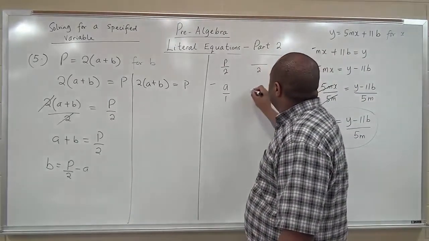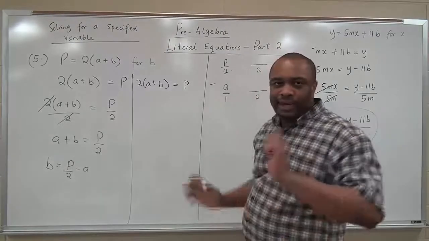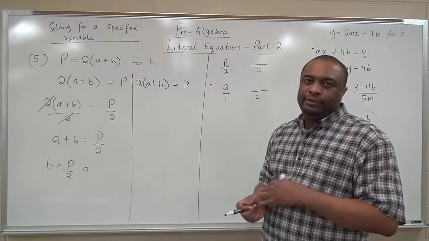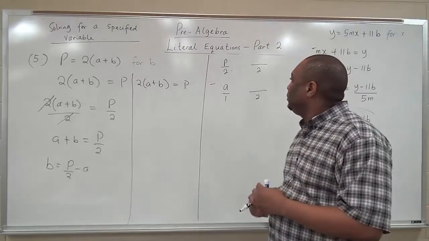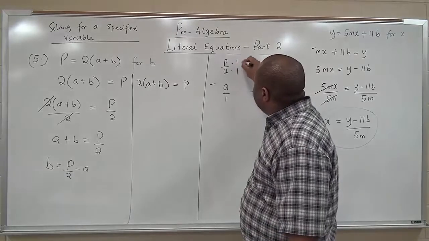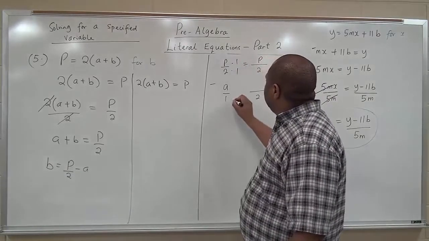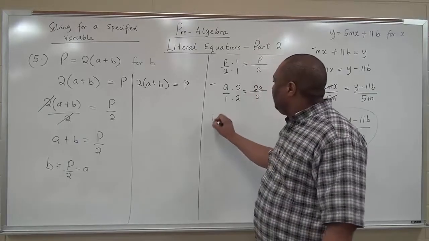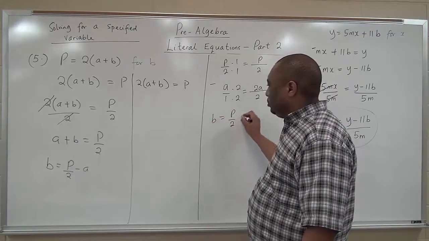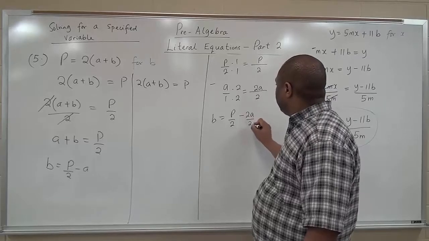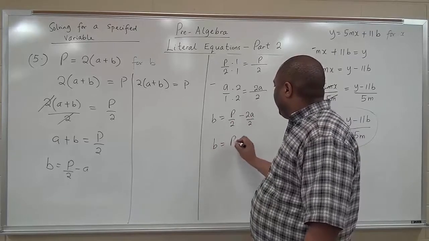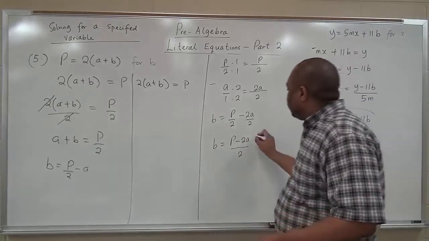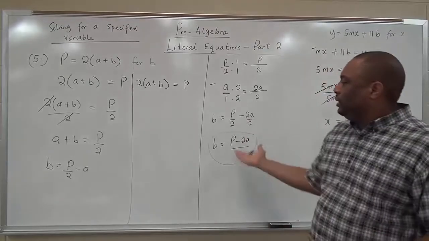LCD is 2. And that reminds me, please view the videos on fractions. It's important. View the video playlist on fractions also. So this is times 1, times 1. This is p over 2. This is times 2, times 2. This is 2a over 2. So you now have that b will be p over 2 minus 2a over 2. And then b will be p minus 2a all over 2. And this becomes your answer here. I would like you to leave your answer like this.